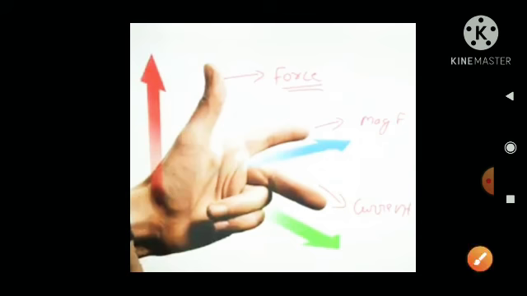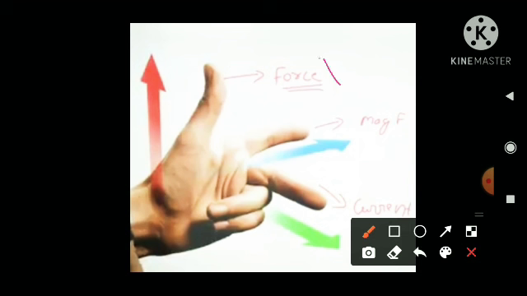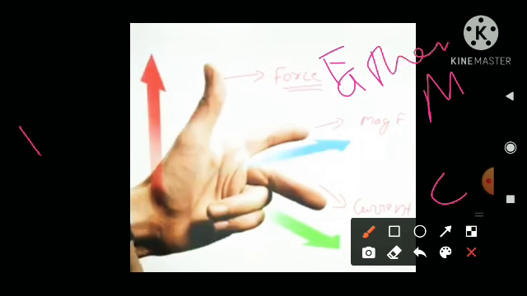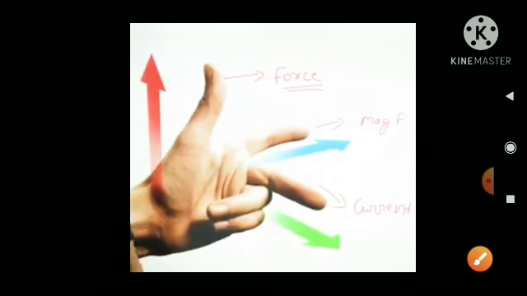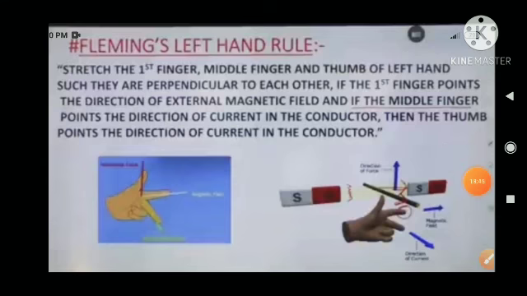So how to memorize it? By F, M, C, meaning force F, magnetic field M, current C. We can memorize this by father, mother and child. F, M, C means the direction of force stands for father, magnetic field for mother and current for child. So Fleming's left hand rule forms this. I hope you get Fleming's left hand rule.